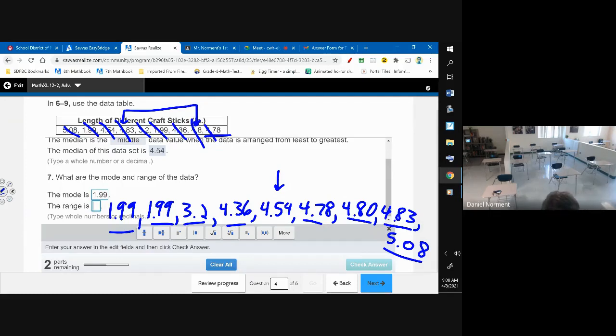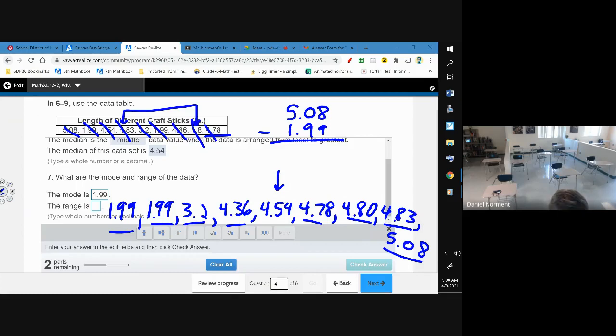And the range is going to be the largest number minus the smallest number. It's kind of an ugly subtraction, I admit. So you're going to have to make this an 18. And since this number is a 0 right here, you're going to have to borrow and make this a 49. Just think of that as 50, and the 50 becomes 49 because I have to borrow from the 5. And that should work.